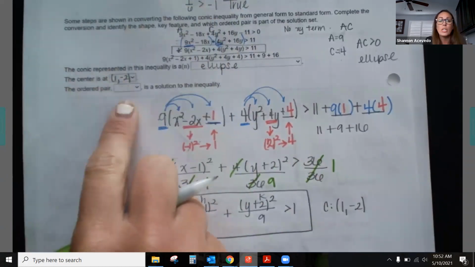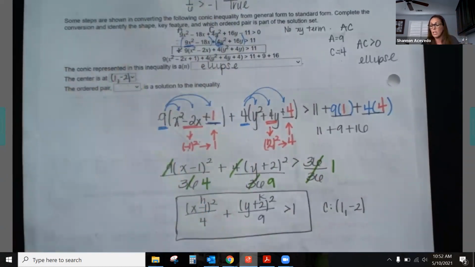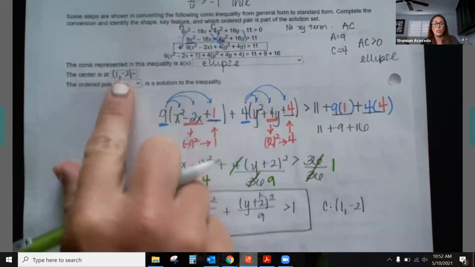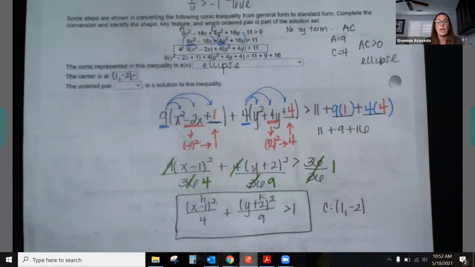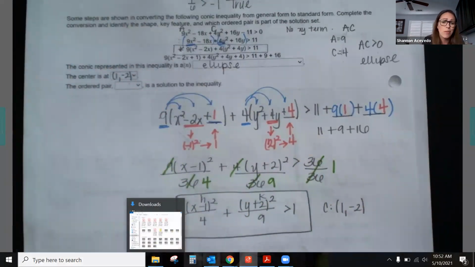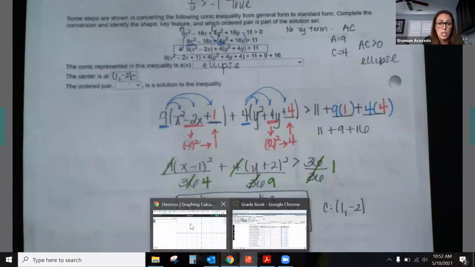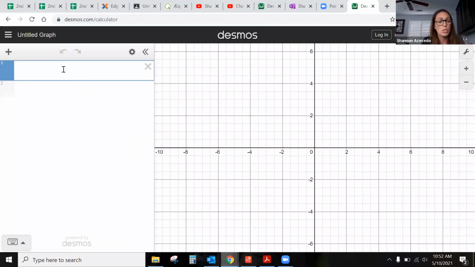The next one says which is a solution to the inequality. So which of these is going to be a solution? It's a drop-down menu, so I'm going to go ahead and show you. You can graph this, but honestly, I would probably just go to my calculator. I'm going to show you guys this one again because of the fraction. Sometimes it throws you off on how to put it in.